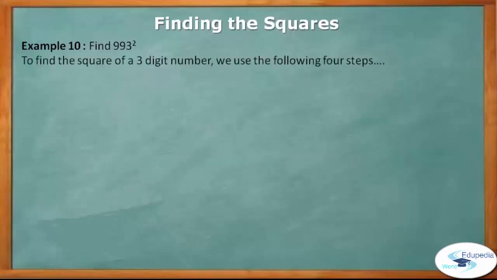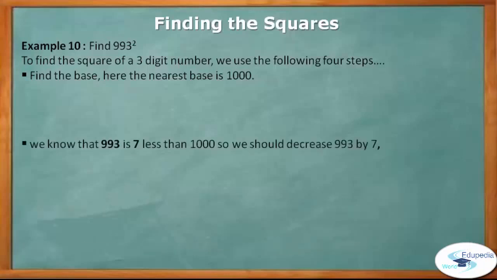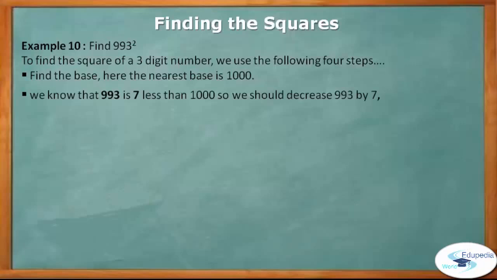The step number 1, what we have to do here is we have to find the nearest base to the given number 993, and the nearest base to the number 993 is 1000. And now moving further to step number 2, we have to check how much the given number is less than the base. So here the number 993 is 7 less than the base 1000. So we have to decrease the number 7 from the number 993. So therefore 993 minus 7 is equal to 986.